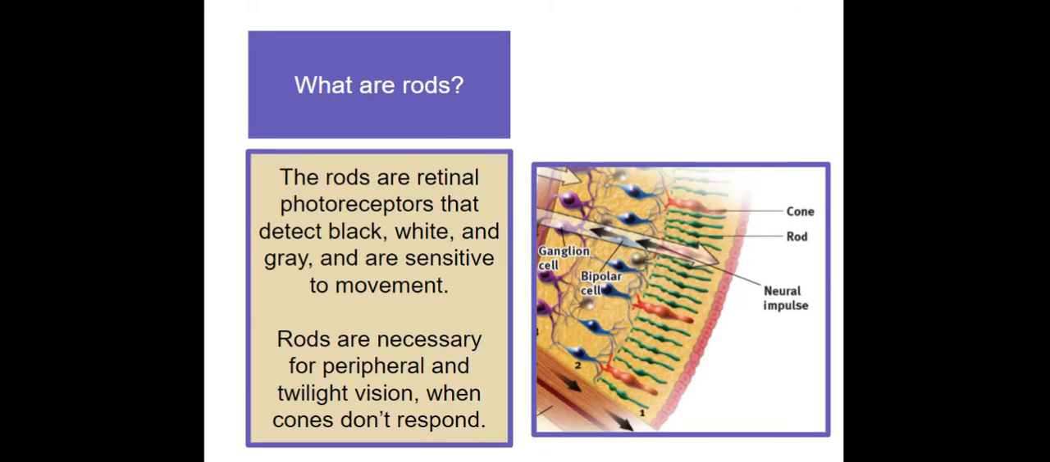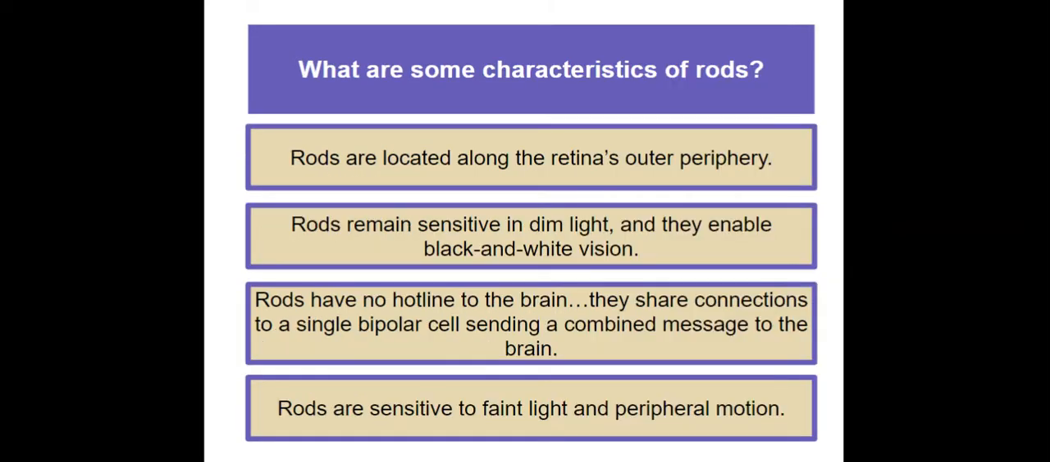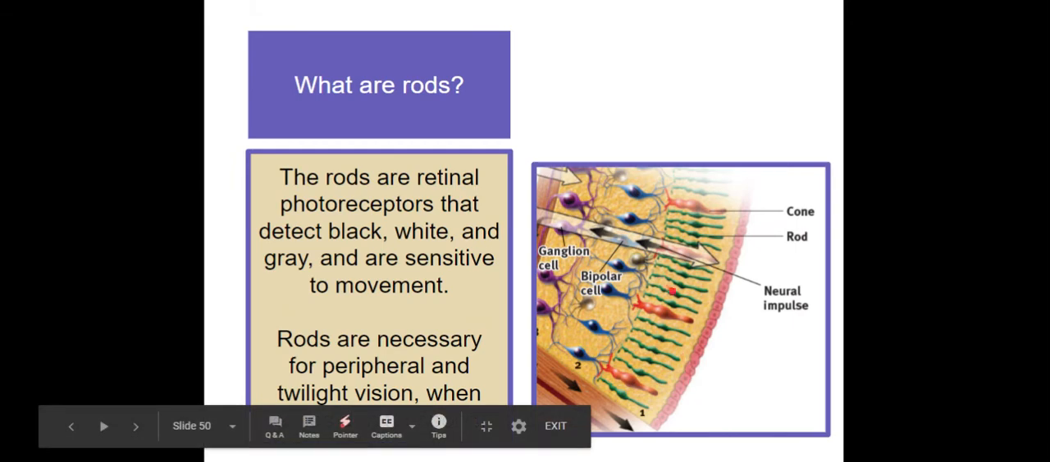All right, so what are rods? Rods detect black and white and gray. They are highly sensitive to movement, and they are best used at night. Rods are located along the outer periphery of the eyeball. And what I mean by that is this: if you look right here, these are the rods, these green looking things. They're very close to the outer periphery.